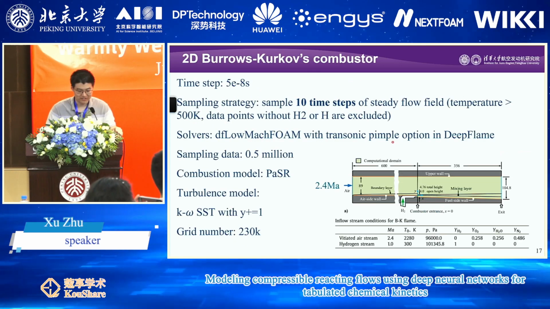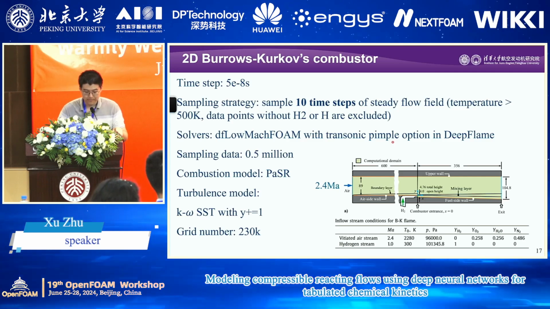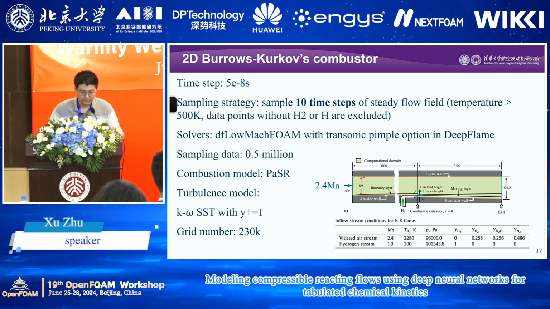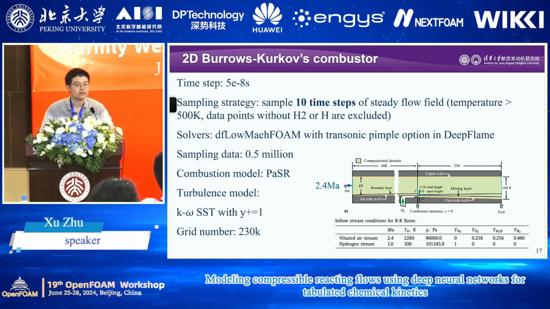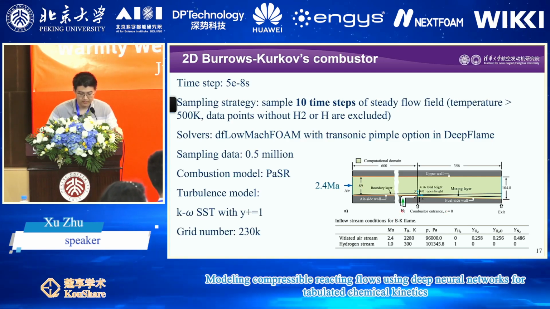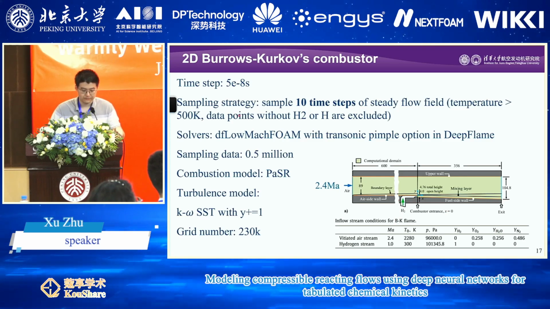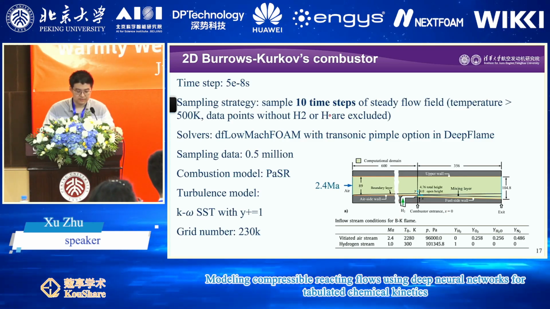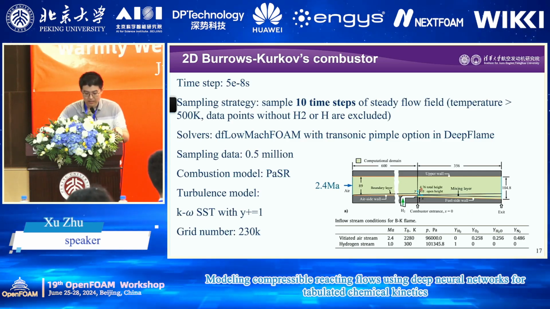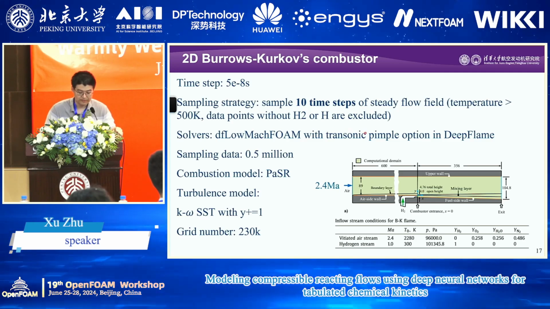Anyway, here is the last try, on the 2D Burrows-Kirchhoff combustor. This is a high-speed stepped wall combustor. The inlet air is at Mach number 2.4, the fuel injection velocity is Mach 1, and the time step we apply is 5e-8. For the sampling strategy, we wait until the computation comes to a steady state, and we sample about 10 time steps of the steady flow field.